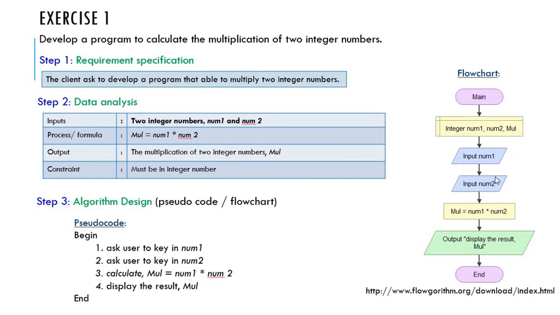Input, you have two inputs. The first one is num1 and the second one is num2. And then this one is the formula or the process. The process is mal equal to num1 multiplied by num2. And this is the output symbol. Display the result mal. And then you end the flowchart. In fact, by using Flowgorithm, you can try to run this flowchart, and the software is able to show you the output of this flowchart.